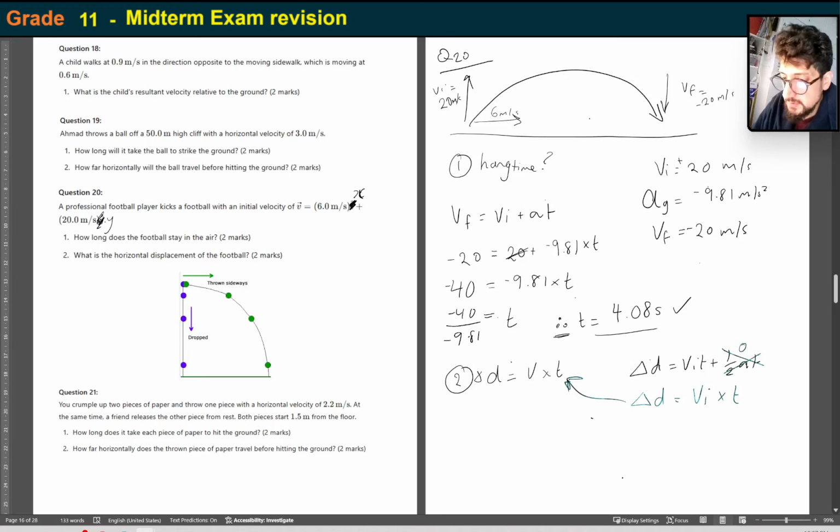And so delta d is equal to 6 times 4.08, and that equals 24.5 meters. Okay, 6 times 4.08, that'll do. If you prefer, since it's asking for displacement specifically, you can say plus 24.5 meters, and that way you can stay on the safe side. Okay, so that's how you answer question 20.